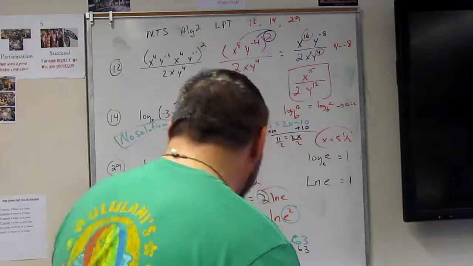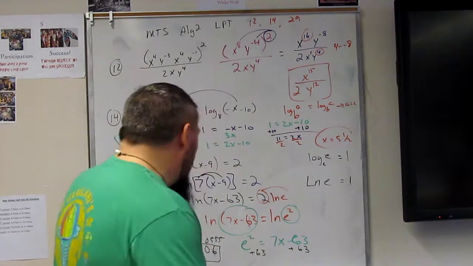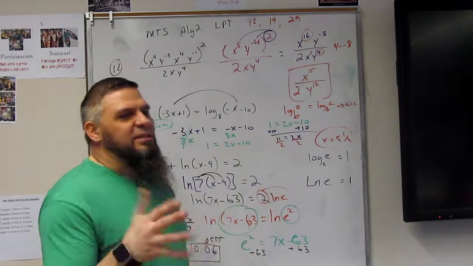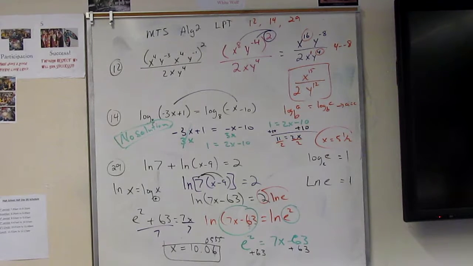e squared plus 63 over 7. Yeah. Okay, just want to make sure. That's good. So this is actually number 30 on mine, but it's the same. Doesn't matter because they're all different numbers. So you're going to have different problems. This is just like 29 and 30.